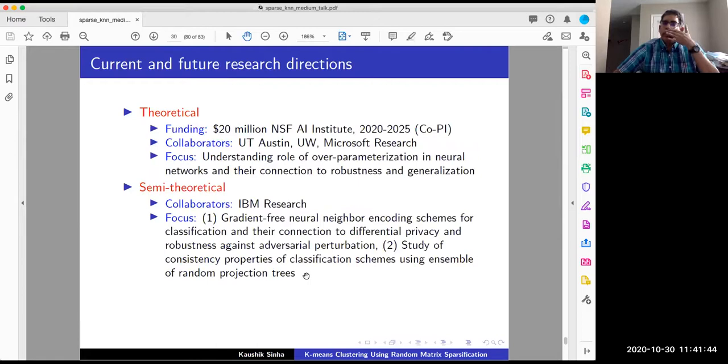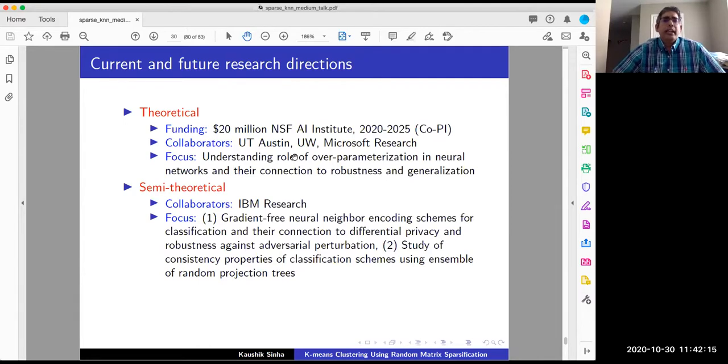Now, before we conclude, I just want to give you a very high-level idea of some of the current and future work that we are doing in our lab here. This can be roughly classified into different categories, from theoretical to semi-theoretical to applied. On the theoretical side, we have a new NSF AI Institute grant, collaborating with UT Austin, University of Washington, and Microsoft Research. Our focus is to study various foundational problems, especially connected to deep learning.